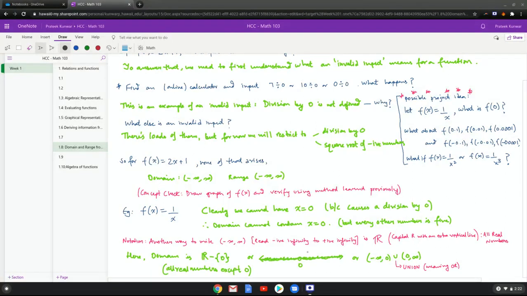Or you can say that's component A and component B put together, which is negative infinity to 0, union 0 to infinity. This union symbol here, U for union, means OR. So you're saying that the domain can be any input in the region A or in the region B. So we use union when we talk about ORs, right? So if there are disconnected regions in your domain.